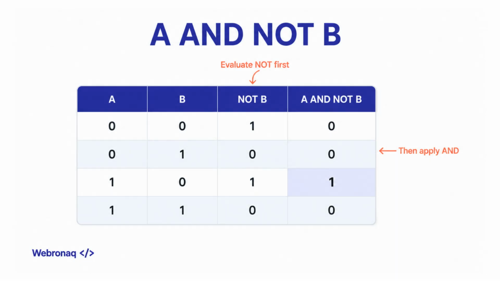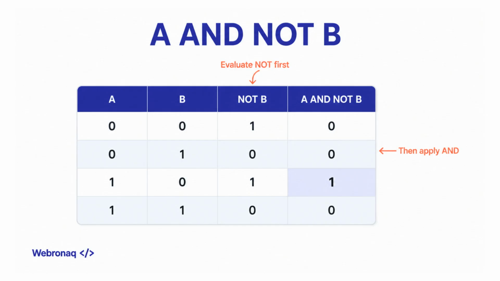Now, let us combine operators. Take the expression A and not B. We have 2 input variables, so we need 4 rows. Start by listing all combinations of A and B. Then add an intermediate column for not B. This is the key move. Resolve the innermost operation first, just like order of operations in arithmetic.